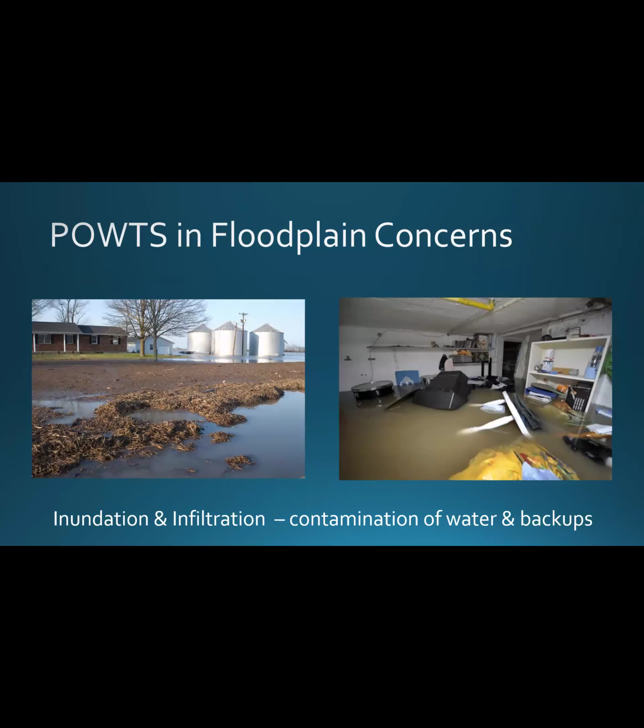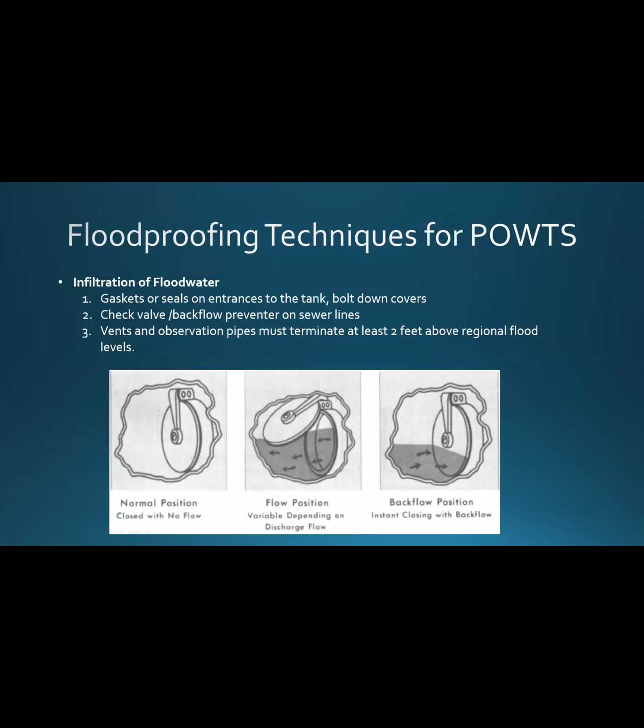So what are some other floodplain concerns that we have? Inundation and infiltration. If we're underneath water, we're going to possibly have contamination of water. Also, the homeowners don't want to have backups into their building. Obviously, if we're underwater and we get any kind of infiltration into that system, not only are we flooding out the system and having the possibility for contamination, but we're also possibly going to be backing stuff up into that home or that building.